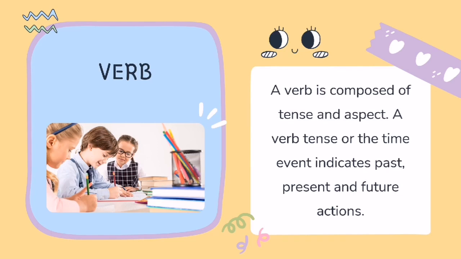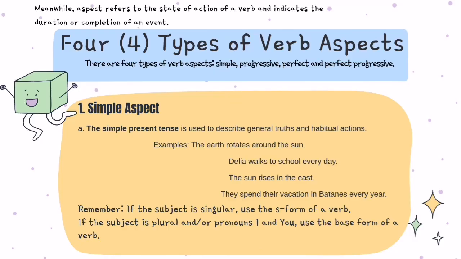A verb is composed of tense and aspect. A verb tense, or the time of the event, indicates past, present, and future actions. Meanwhile, aspect refers to the state of action of a verb and indicates the duration or completion of an event. There are 4 types of verb aspects. They are simple, progressive, perfect, and perfect progressive. Number 1 is the simple aspect. The simple present tense is used to describe general truths and habitual actions. This is letter A in simple aspect.